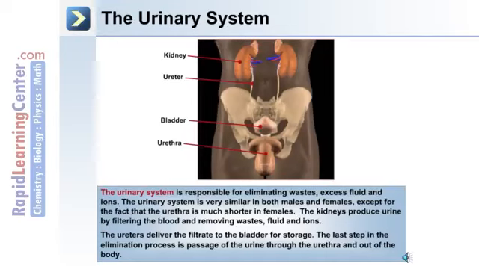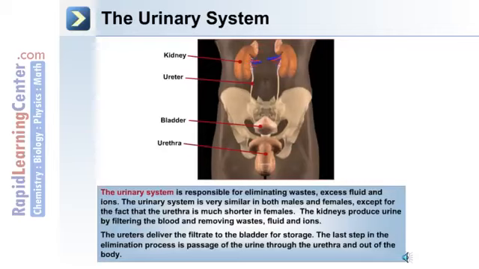This image shows the anatomy of the urinary system in the male. The kidneys, the ureters, which are connected between the kidneys and the bladder, and the urethra, which delivers the urine out of the body. This system is responsible for eliminating waste as well as excess fluid and ions such as salts. The urinary system is very similar in both males and females. The major difference is the urethra is much shorter in females.